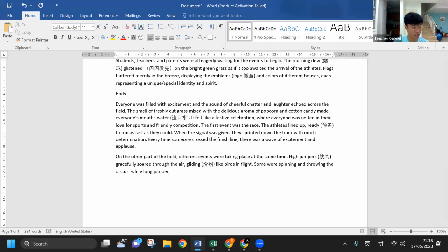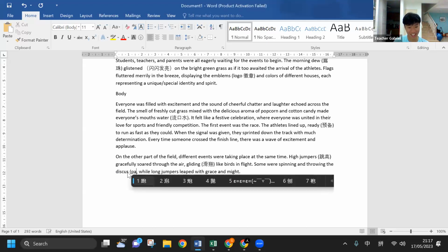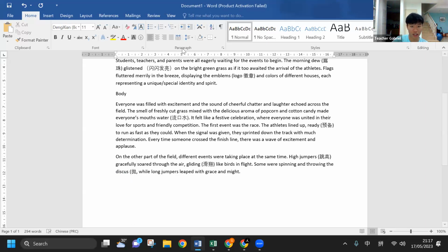Long jumpers leap with grace and might. So some people throw the discus, spinning and throwing, while long jumpers jump far. Thank you, Joanne, that is throwing the shot put.